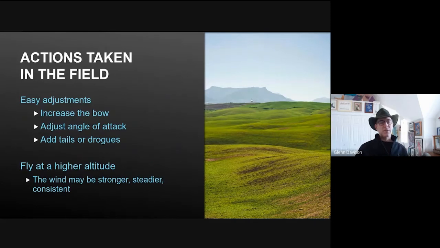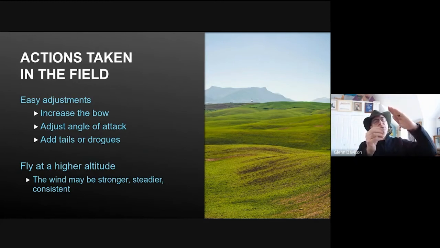So some actions in the field, some easy adjustments, are to increase the bow or the curve of the kite. If you have a tension line, that makes it easy. Adjust the angle of attack into the wind. Typically, if you change the angle of attack, that means the kite is going to fly higher. If you change the angle of attack like this, and I mean changing the angle of attack on the bridle, that means the kite's going to fly lower. An alternative is to add tails or drogues on the field.